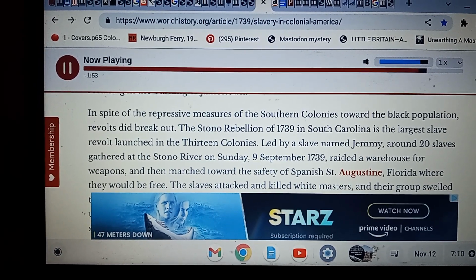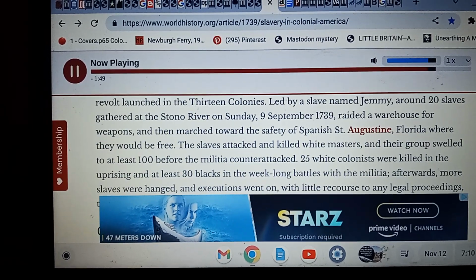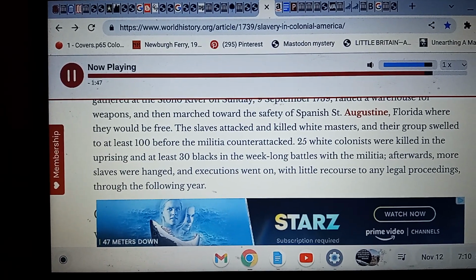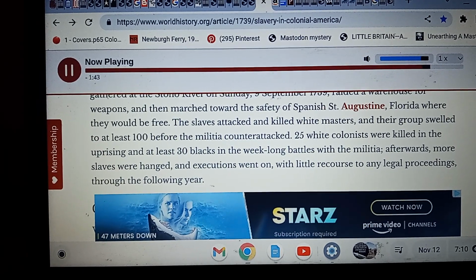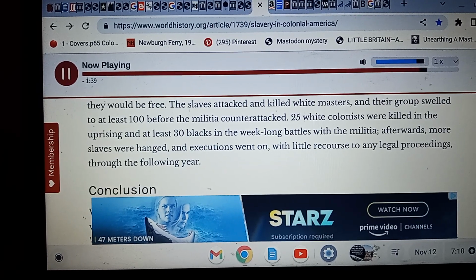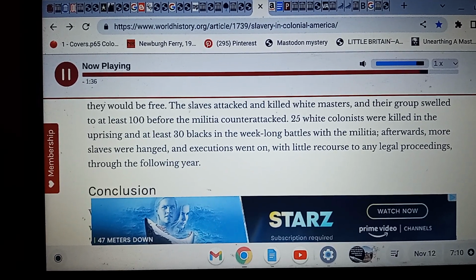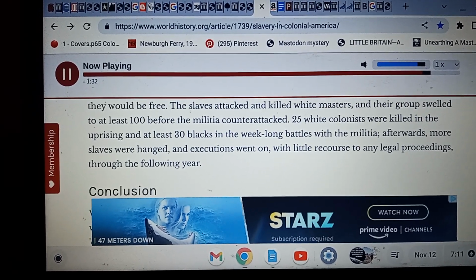The slaves attacked and killed white masters, and their group swelled to at least 100 before the militia counterattacked. 25 white colonists were killed in the uprising and at least 30 blacks in the week-long battles with the militia. Afterwards, more slaves were hanged, and executions went on, with little recourse to any legal proceedings, through the following year.